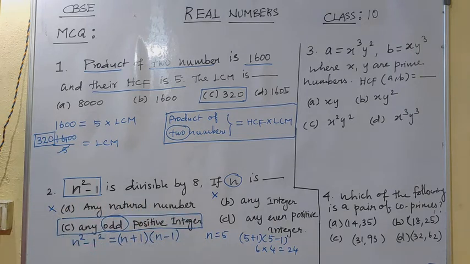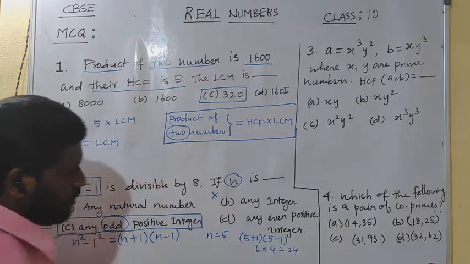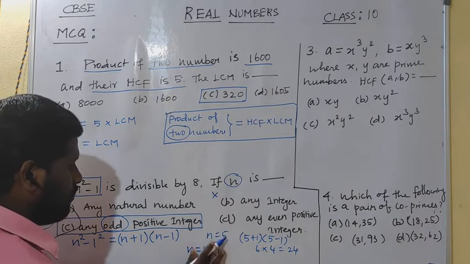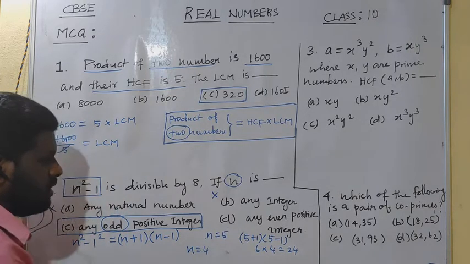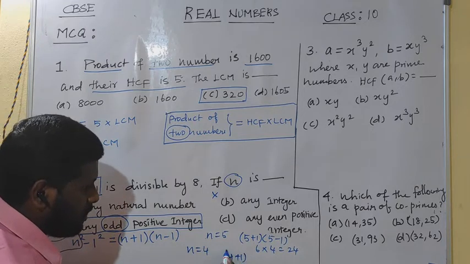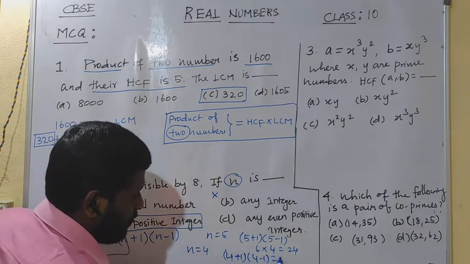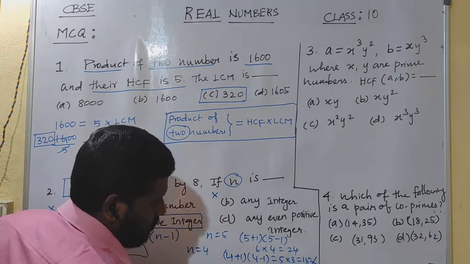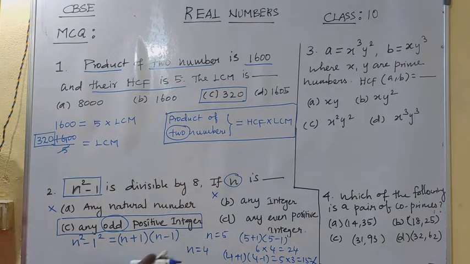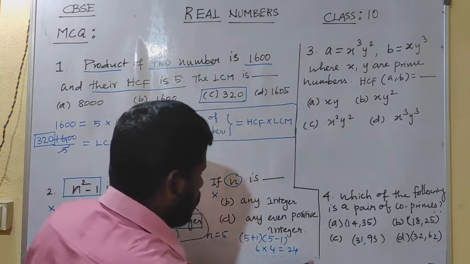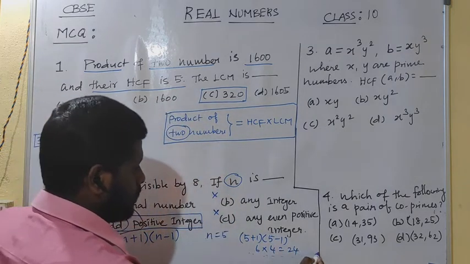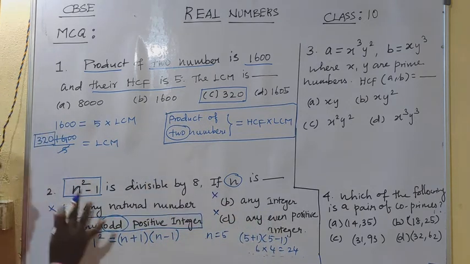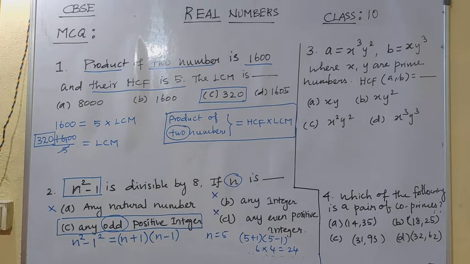If you have a doubt, you can check with that. At the same time, you just try with any even positive integer. If you are taking n is equal to 4, 4 is an even positive integer. What happened? (4 plus 1) into (4 minus 1). So 4 plus 1 is 5, 4 minus 1 is 3, 5 into 3 is 15. 15 is not divisible by 8. Therefore, this is also not a possible answer. So definitely the answer is any odd positive integer, the needed and right option here. Hope you understand this.